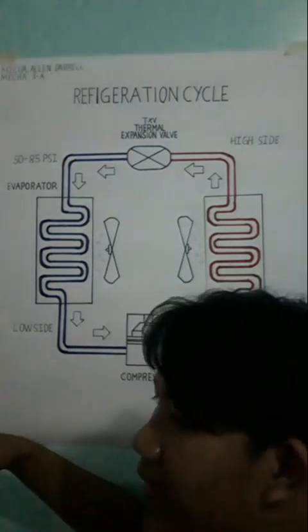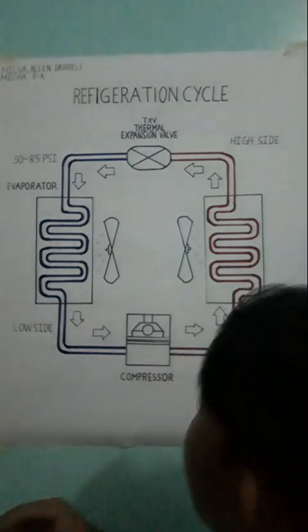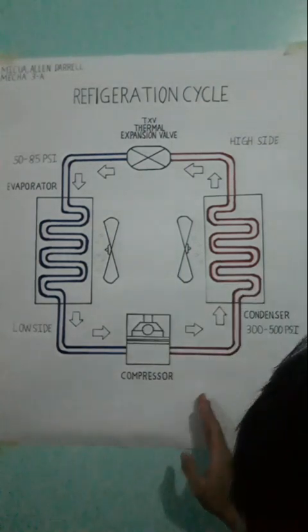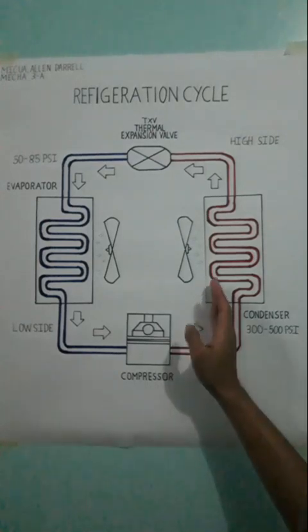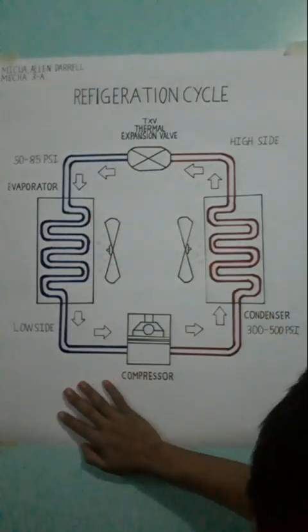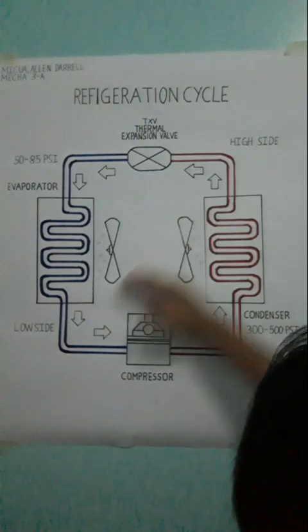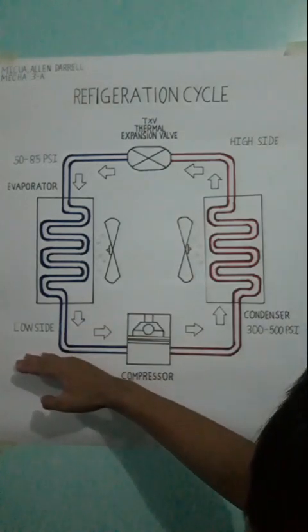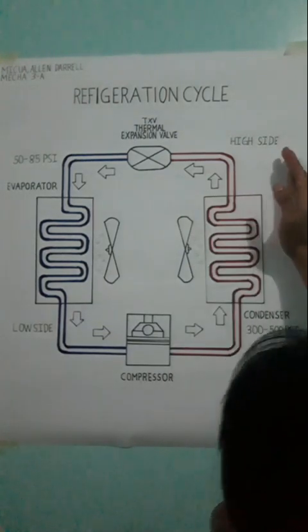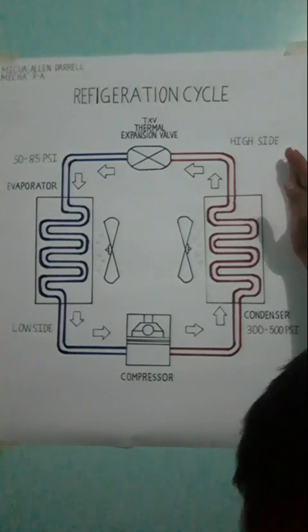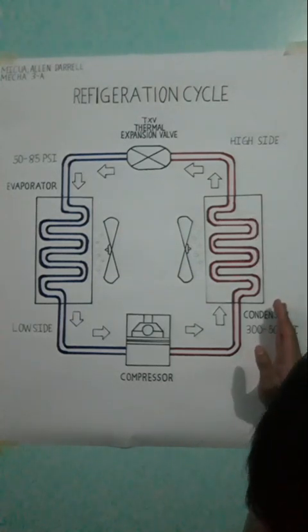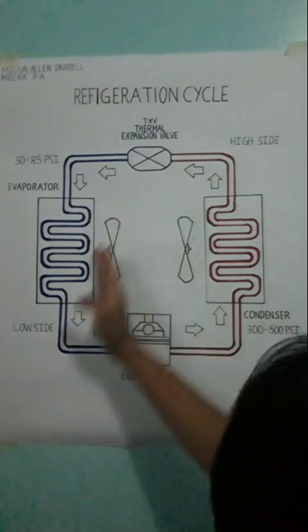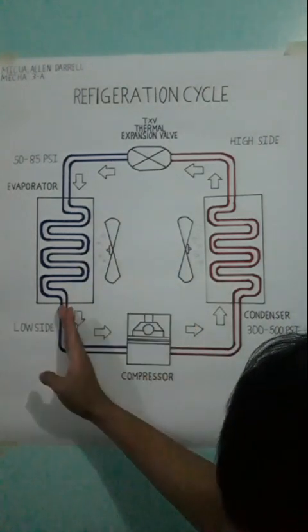And remember, we have two sides of the refrigeration cycle. We have the high side and the low side. The high side means high temperature and high pressure, and the low side is low pressure and low temperature.